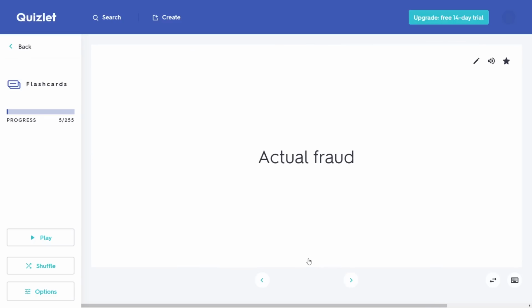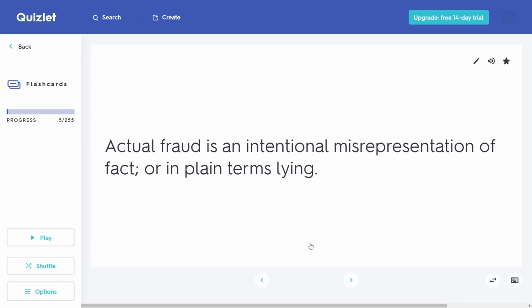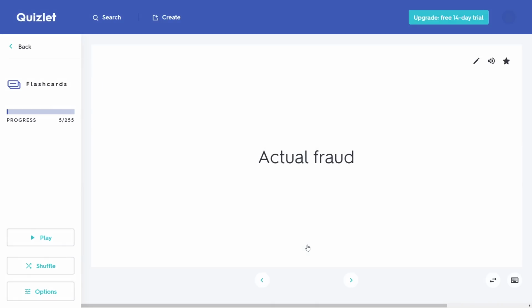Ooh, actual fraud. Okay. All right, think about that one. Okay, so when you think of actual fraud, you should just think of lying. Actual fraud is an intentional misrepresentation of fact, or in plain terms, lying. Simple as that. Actual fraud is one of the types of frauds, by the way, which I'm sure we'll get into more of those later. All right. Ooh, ad valorem.